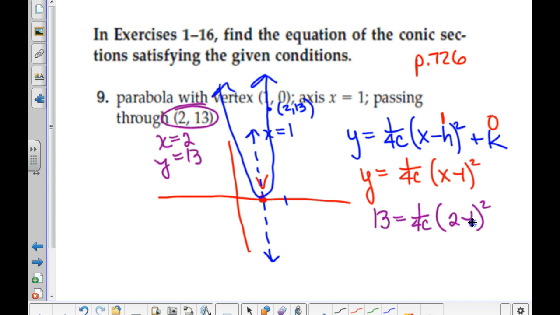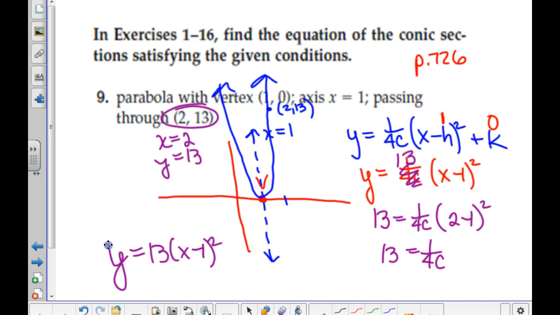2 minus 1 is 1. 1 squared is 1. 1 times this. So 13 is equal to all that gobbledygook, which means this is my equation: y equals 13 times (x minus 1) squared. Okay? Now, if we had to find the focus and directrix, then we'd need to figure out what c actually is, but they just want an equation. Is that what the back of the book had, Amber?